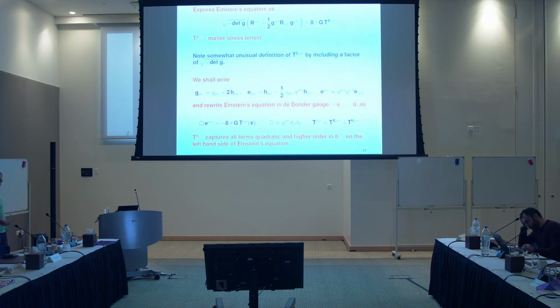This contains all the nonlinear terms from the left hand side. What we have done here is that we have just kept the linear term in h from the left hand side, that is box E mu nu, which you can easily check, and everything else that is quadratic and higher order in h we have taken to the right hand side and called this T^h. So, even though the equation looks simple, we have not really done anything, right? We have just reorganized the terms in the equation.